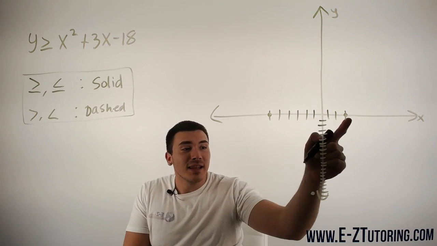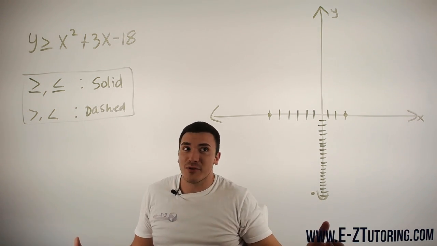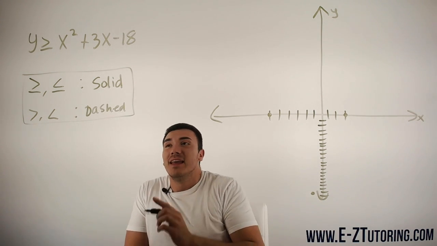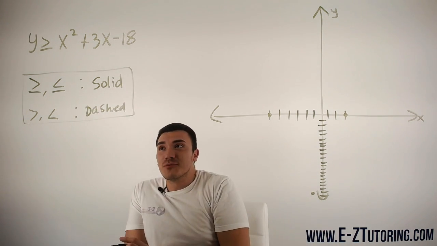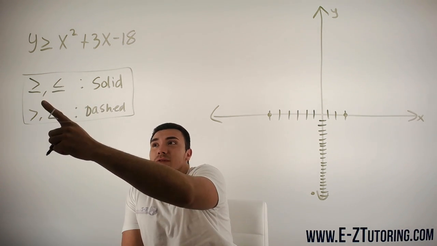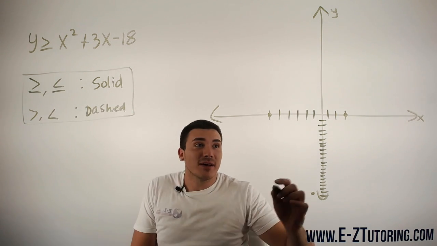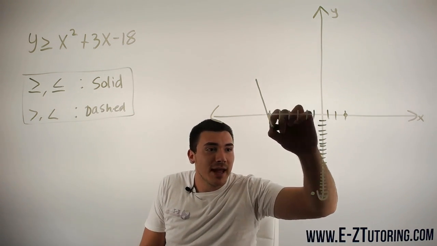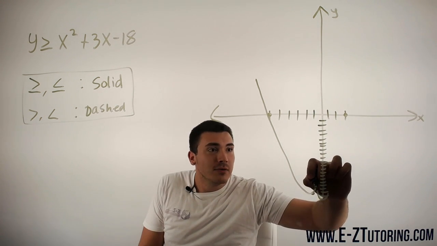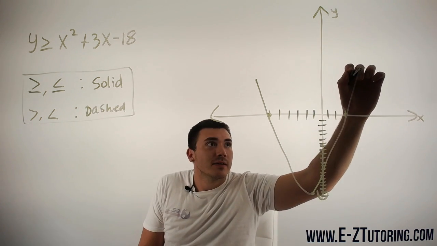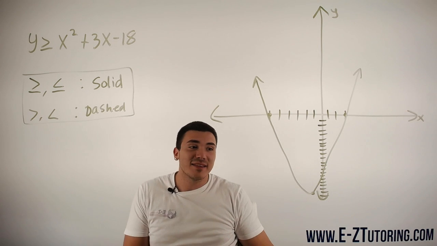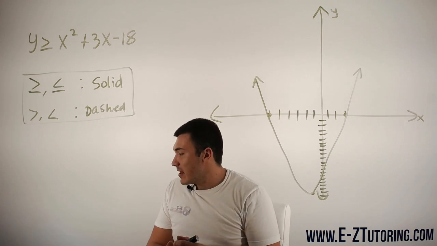Now, I went ahead and labeled the points because I'm assuming you already know how to do that. And now that we know this rule, we can see we have greater than or equal to. So we will choose a solid line. So that means we will connect these points using a regular solid line, like so. So that is our parabola.